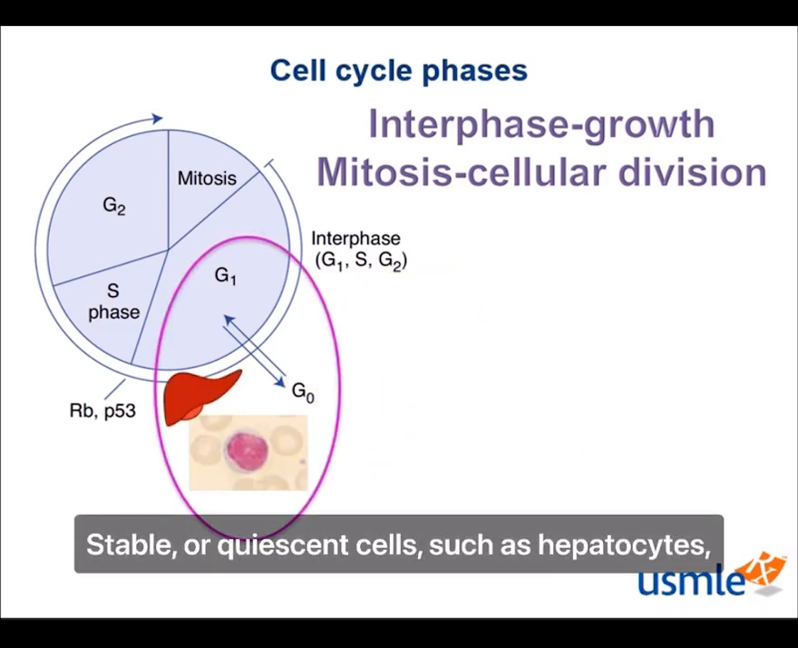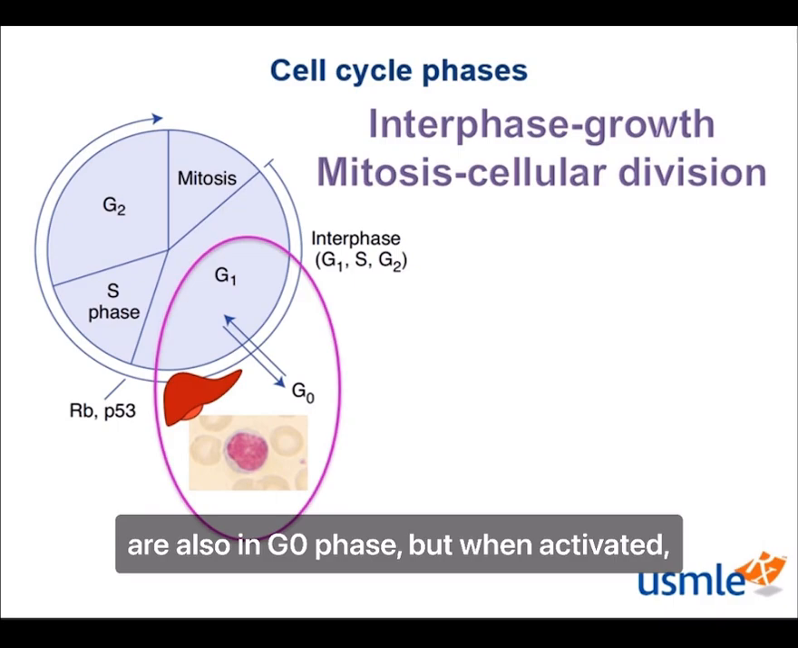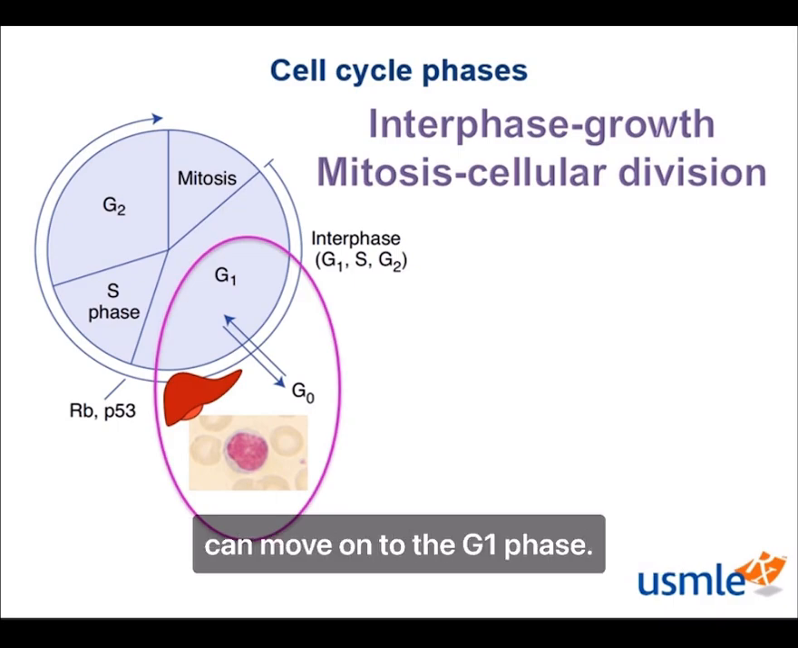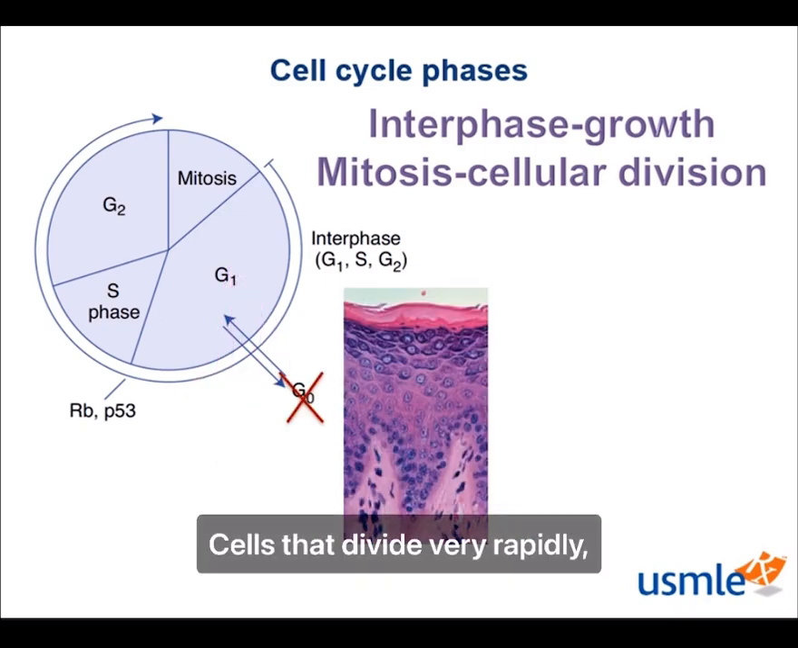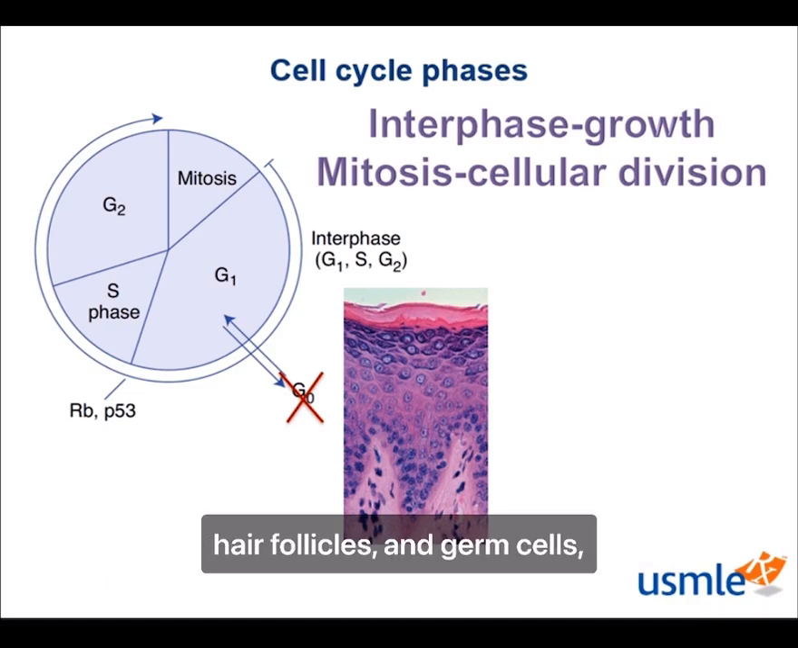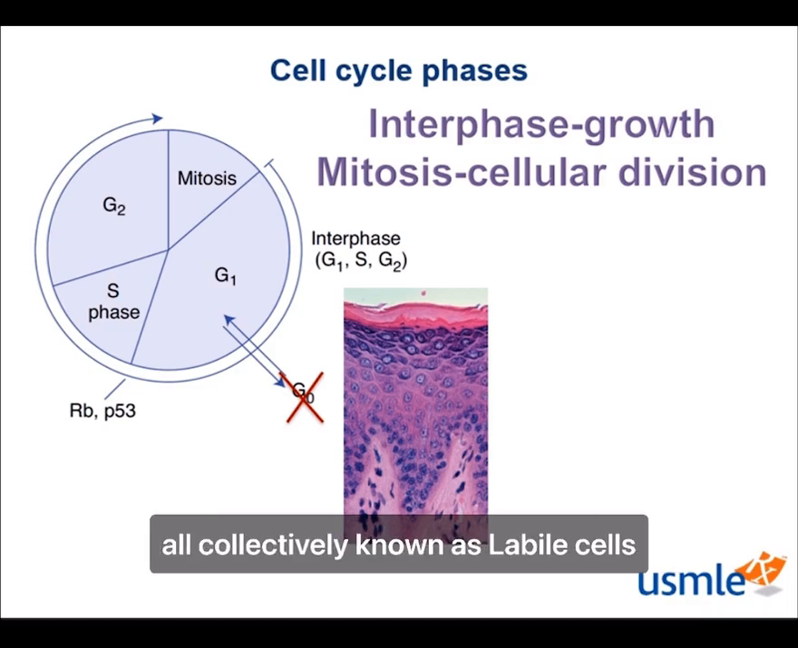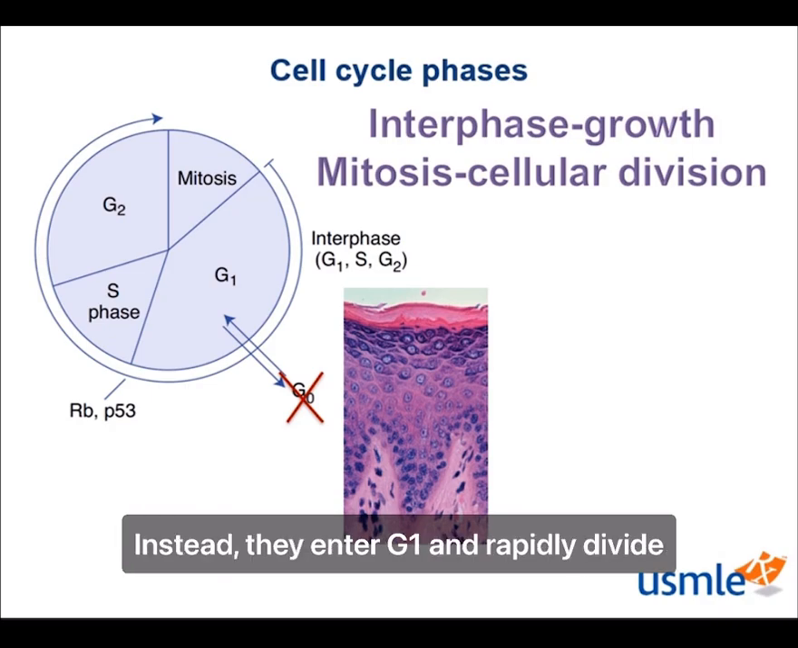Stable or quiescent cells such as hepatocytes, lymphocytes, and periosteal cells are also in G0 phase, but when activated can move on to the G1 phase. Cells that divide very rapidly, such as bone marrow, gut epithelium, skin, hair follicles, and germ cells, all collectively known as labile cells, do not enter the G0 phase. Instead, they enter G1 and rapidly divide and progress down the cell cycle phases.